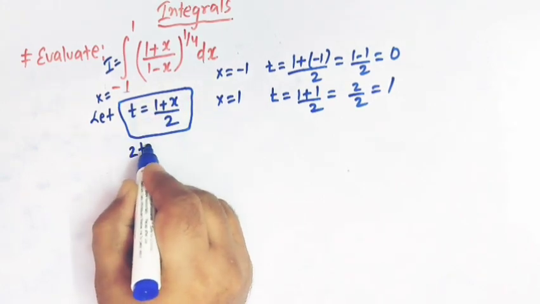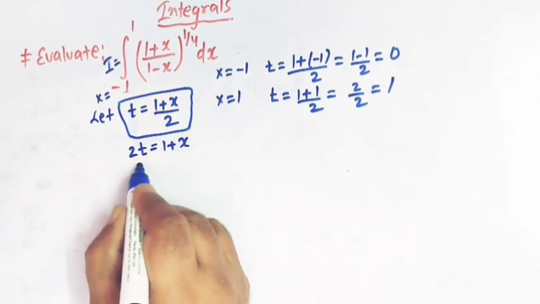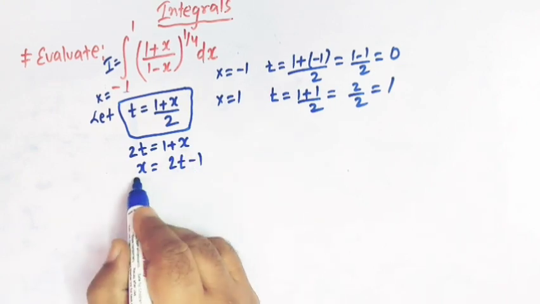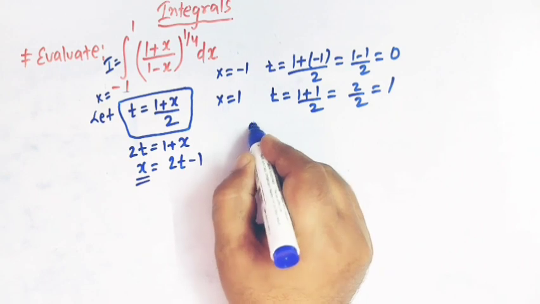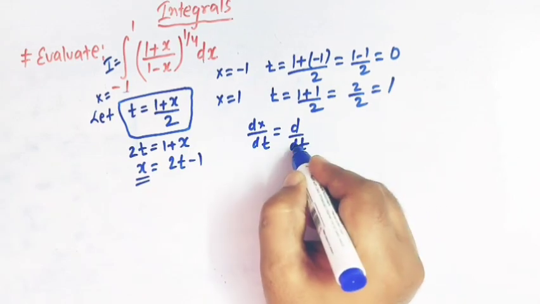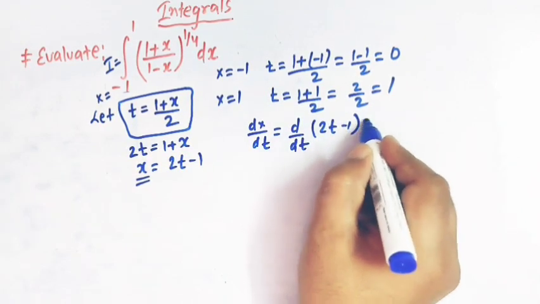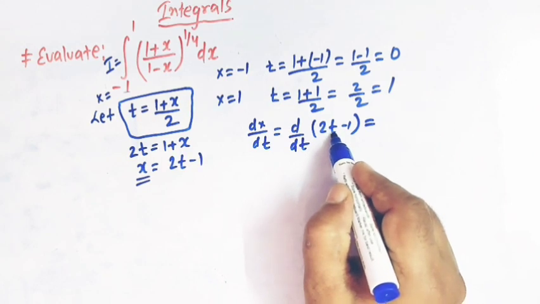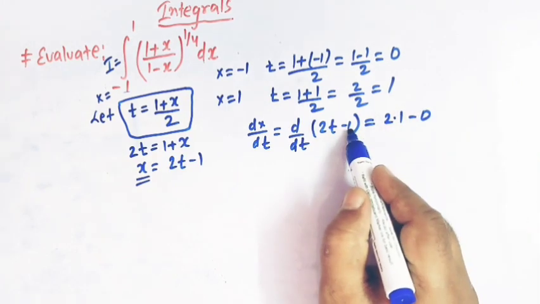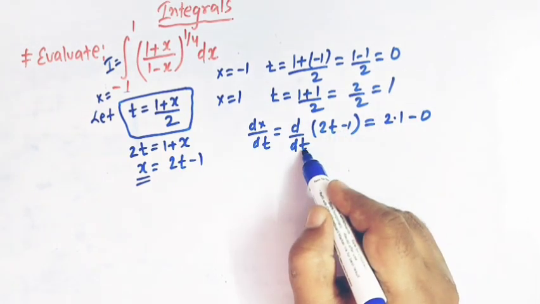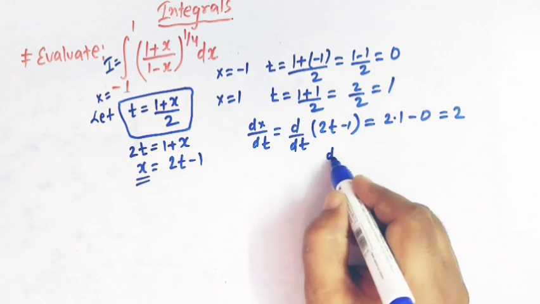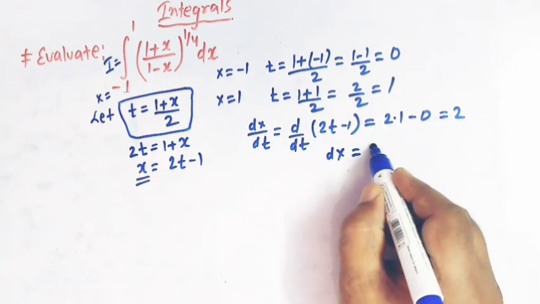We can now write 2t is equal to 1 plus x, or x is equal to 2t minus 1. Now let us differentiate x with respect to t. So dx over dt is equal to d by dt of (2t minus 1). The derivative of t with respect to t is 1, so we have 2 times 1 minus 0, because the derivative of 1 with respect to t is 0, being a constant. So here we have 2, and now we can write dx is equal to 2 dt.